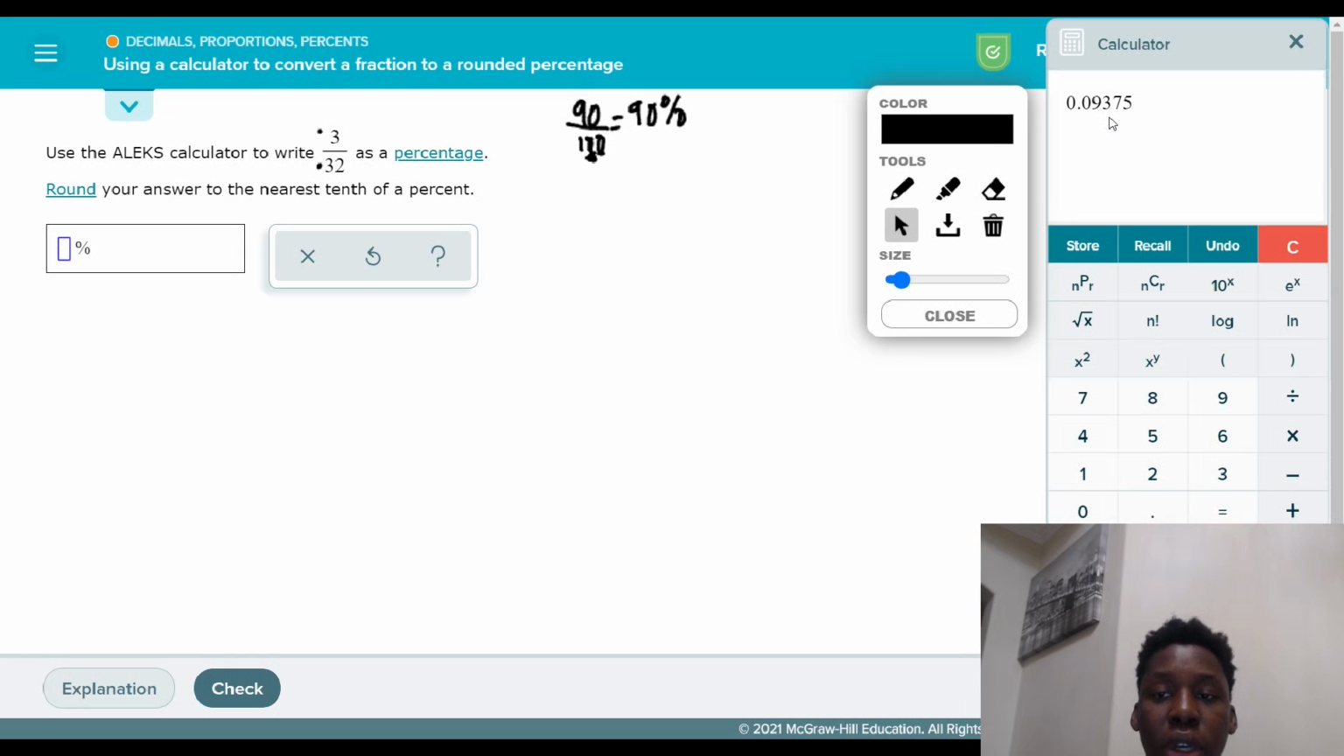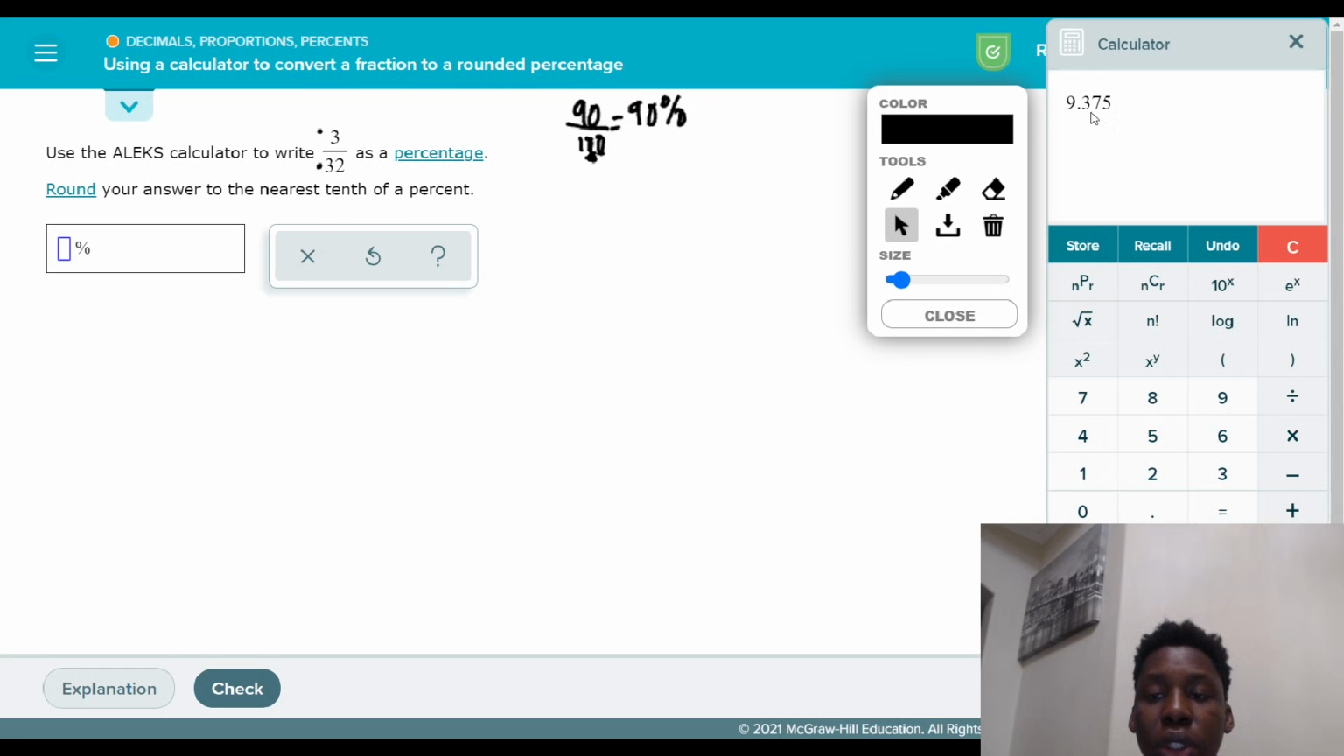So we're going to have to change this to a percent, which brings me to the next step. The next step is I'll multiply it by 100. Whatever I get, I multiply by 100, which is 9.375. This is the percentage of 3 over 32. And we're asked to round this answer to the nearest tenth of a percent.